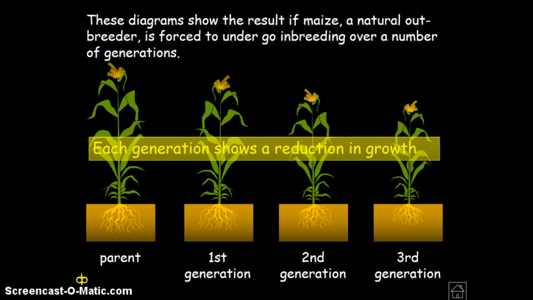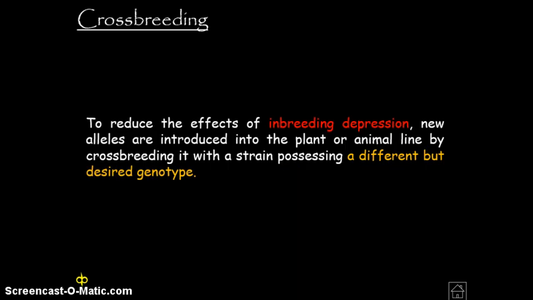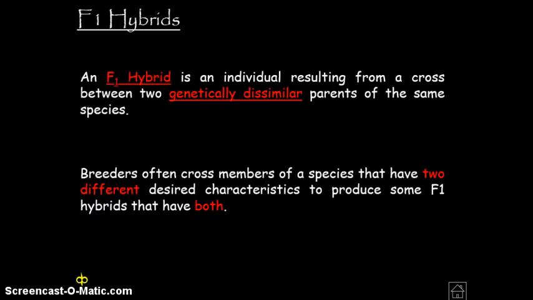This can be illustrated in this example where maize, a natural outbreeder, is forced to undergo inbreeding over a number of generations. To reduce the effects of inbreeding depression, new alleles are introduced into the plant or animal line by crossbreeding it with a strain possessing a different but desired genotype. An F1 hybrid is an individual resulting from a cross between two genetically dissimilar parents of the same species. Breeders often cross members of a species that have two different desired characteristics to produce some F1 hybrids that have both.